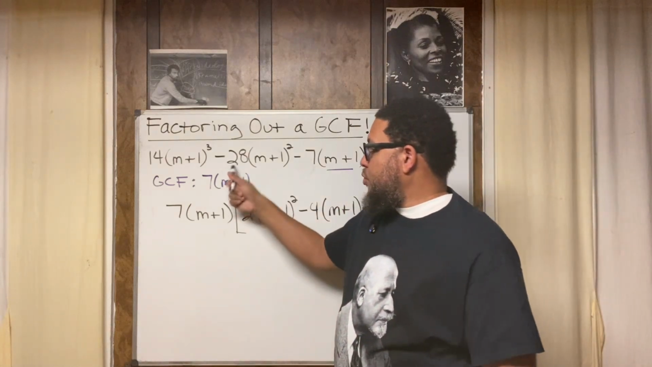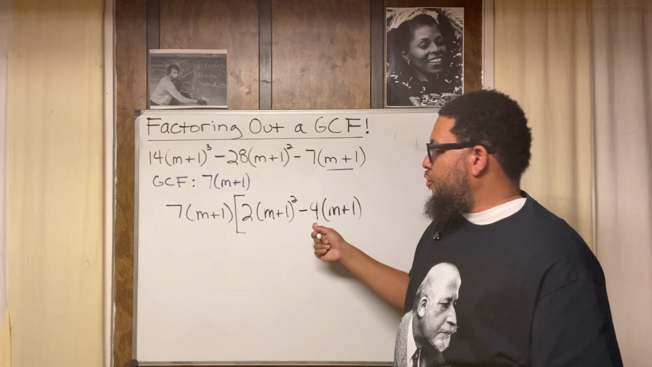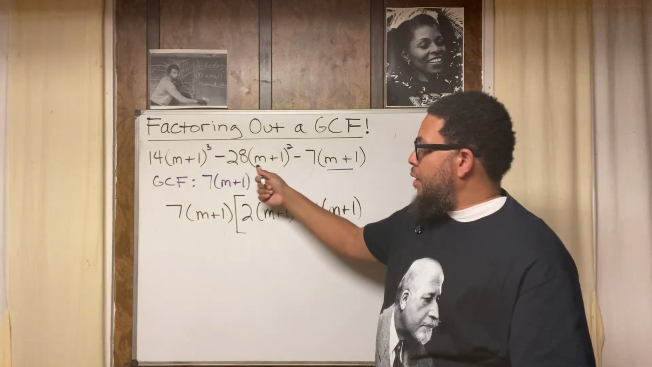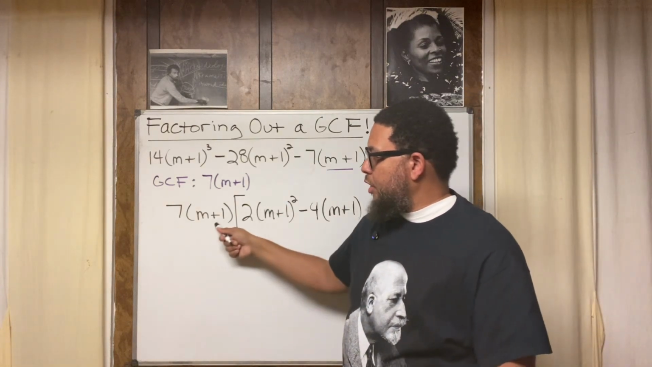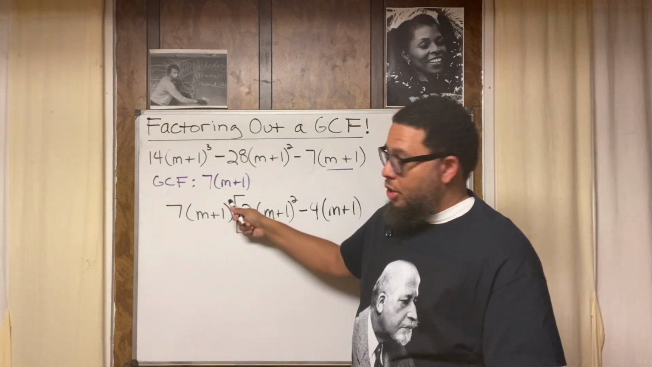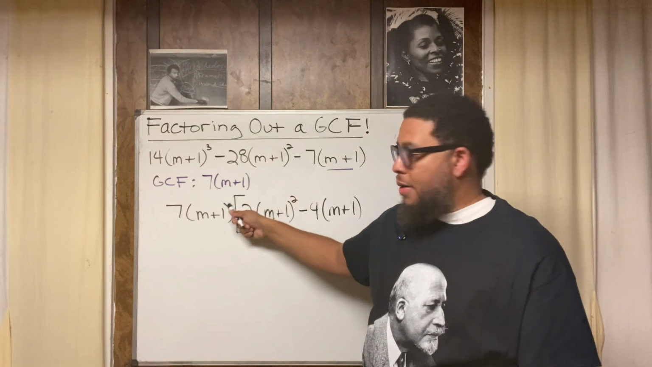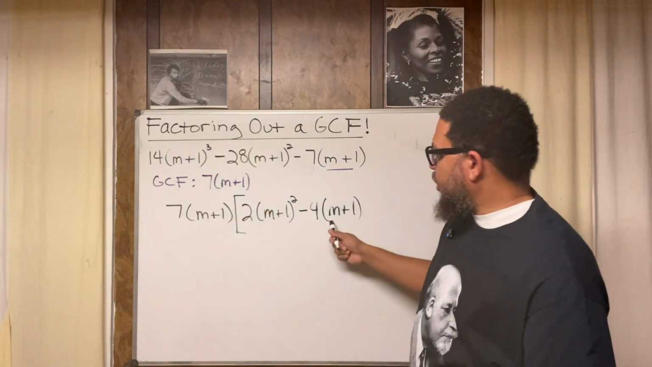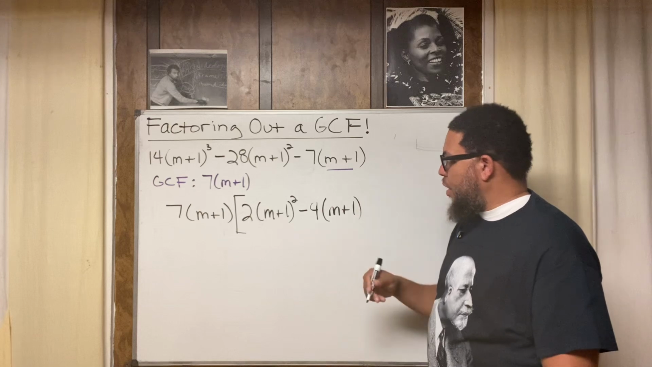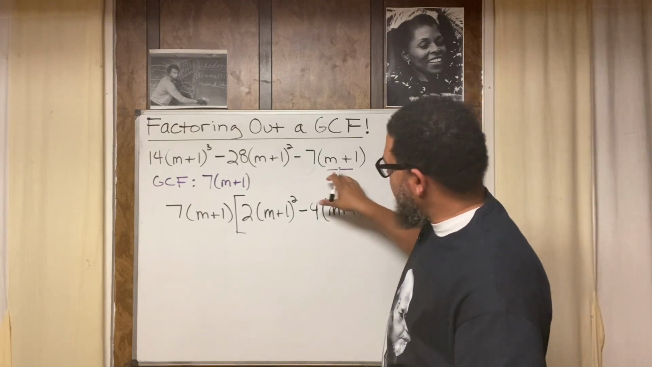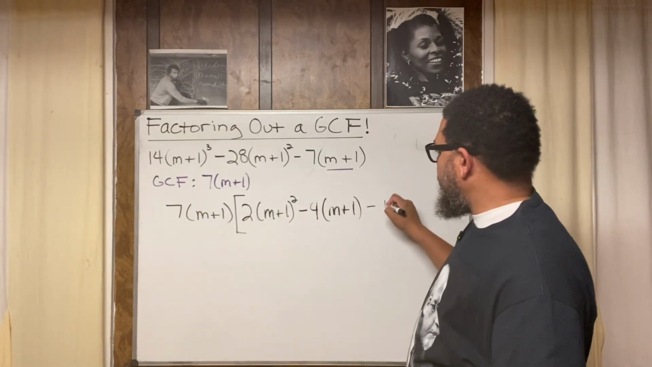So negative 28 divided by 7 equals negative 4. That's where that came from. m plus 1 squared divided by m plus 1 to the first power, with an invisible exponent 1. 2 minus 1 is 1. That's why we got m plus 1 to the first power. Then we go to the last one. The last term divided by the GCF is going to be minus 1.